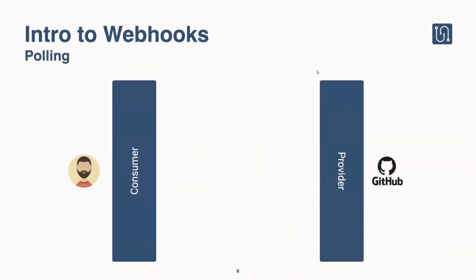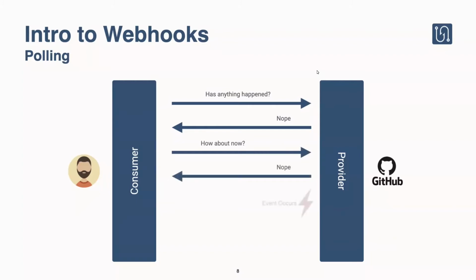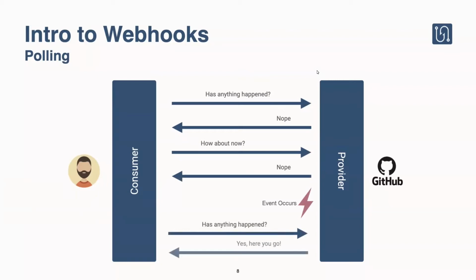In the context of web APIs, the party interested in data, which in this case is you, is called the consumer. And the party that provides the data of interest, which in this case is GitHub, is called the provider. With polling, you basically send an HTTP request to GitHub every so often to see if there's any updates. In this case, you happen to send a couple requests first with no updates from GitHub, and then a third one where there is an update.